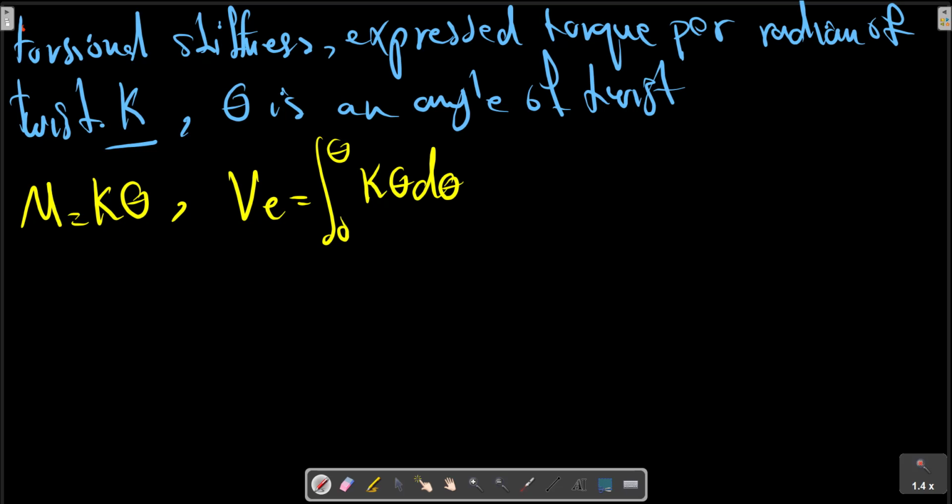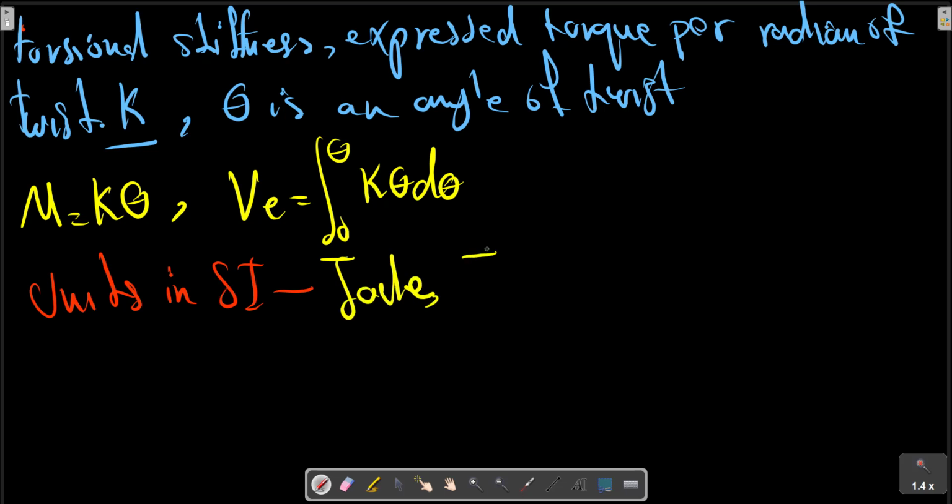The units of potential energy are the same as those of work: in SI, the joule, and in US customary, the foot-pound. There is another potential energy, which is gravitational potential energy.